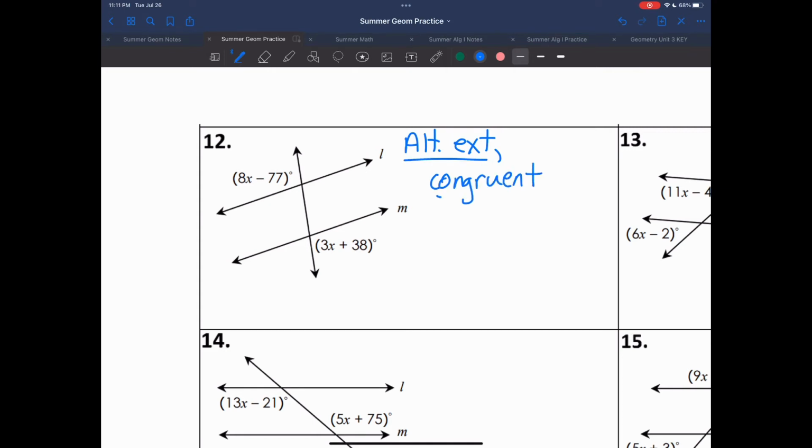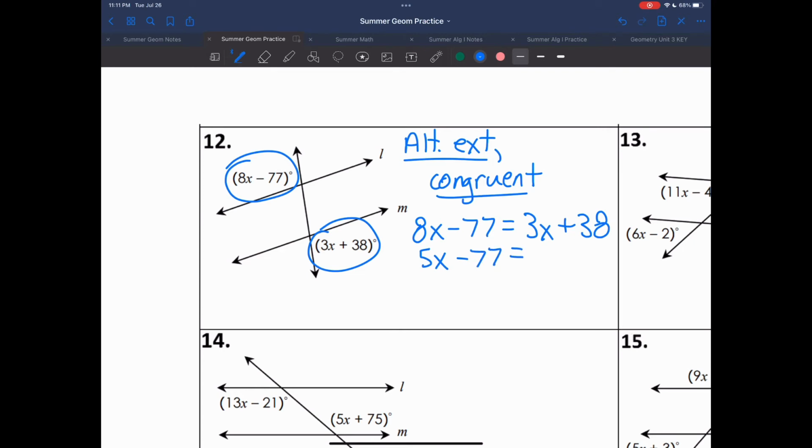So these are the simple ones because you can just set those things equal to each other and then solve. So let's do that. Let's set this equal to this and see what we get for x. From here, I would probably subtract the 3x first from both sides. So 8 minus 3, I would get 5x on this side, minus 77 equals 38. And then from there, I would add the 77 to both sides. So we'd get 5x equals 115. And then divide both sides by 5. So x would equal 23.